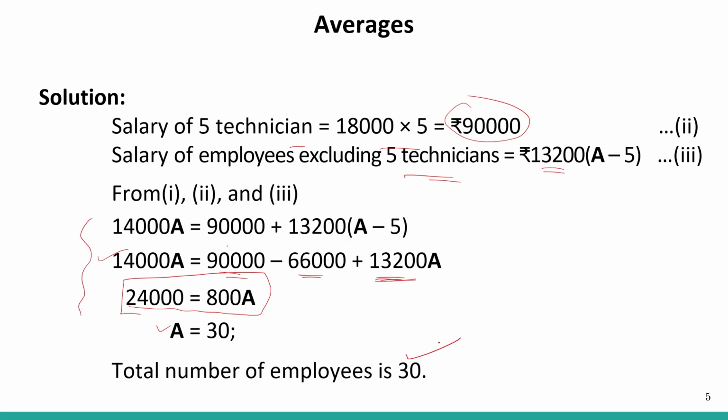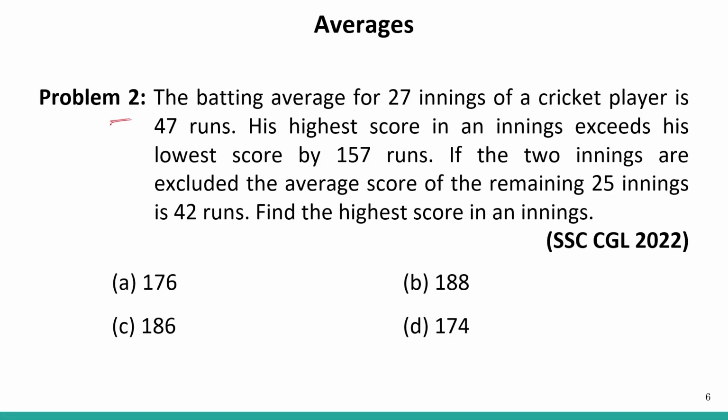Using these 3 equations and solving them, we are left with the number of employees equal to 30. So let's go forward with problem number 2. The batting average of 27 innings of a cricket player is 47 runs. His highest score in an innings exceeds his lowest score by 157 runs. If the 2 innings are excluded, the average score of the remaining 25 innings is 42 runs.